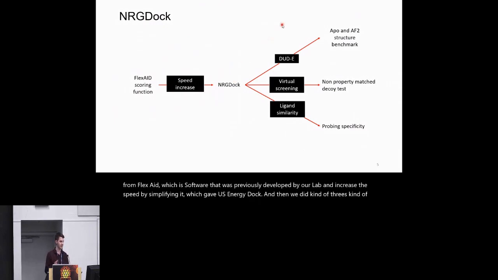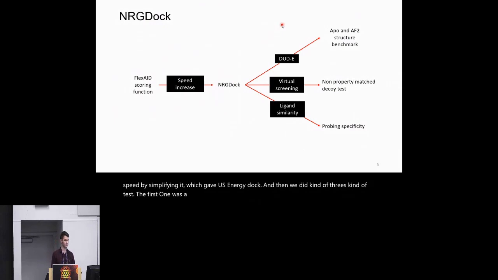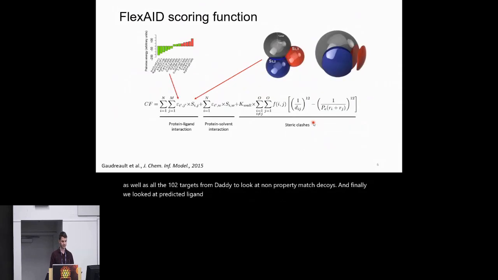The first one was a benchmark with APO and AlphaFold 2 structures using DUD-E, which I'll explain more further along in the presentation. The next 2 steps were a virtual screening experiment with 50 million molecules from Enamine, as well as all the 102 targets from DUD-E to look at non-property matched decoys. And finally, we looked at predicted ligand specificity.